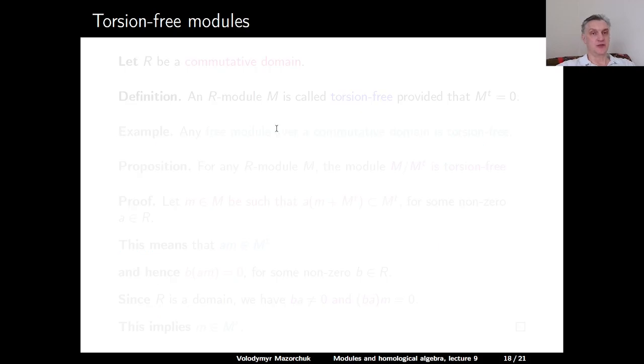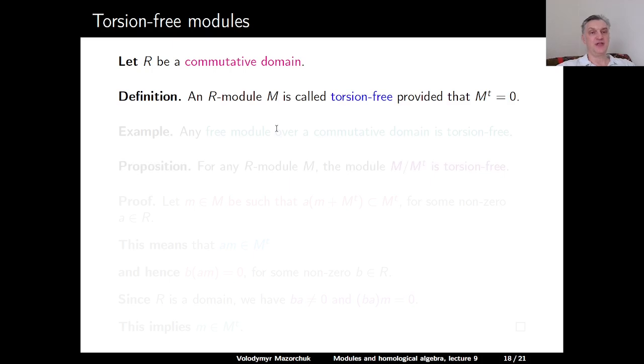Next, let us discuss torsion-free modules. Let R be a commutative domain. Definition: an R module M is called torsion-free, provided that its torsion part is 0. For example, any free module over a commutative domain is torsion-free. This is clear. If it's a free module, it's a direct sum of some copies of the ring, and since R is a domain, taking a non-zero element in the ring and multiplying by a non-zero element, we get a non-zero element.